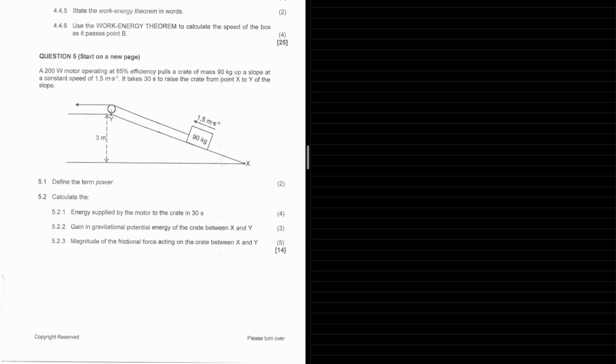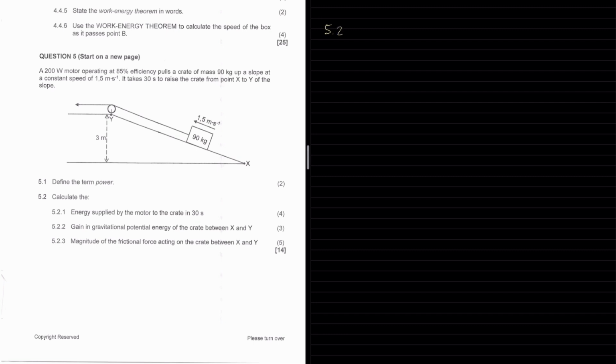A 200-watt motor operating at 85% efficiency pulls a crate of mass 90 kilograms up a slope at a constant speed of 1.5 meters per second. It takes 30 seconds to raise the crate from point X to Y of the slope. We'll skip 5.1. 5.2 says calculate the energy supplied by the motor to the crate in 30 seconds.